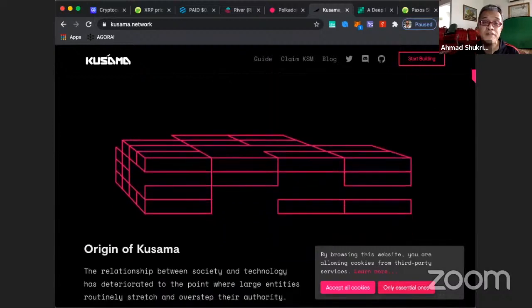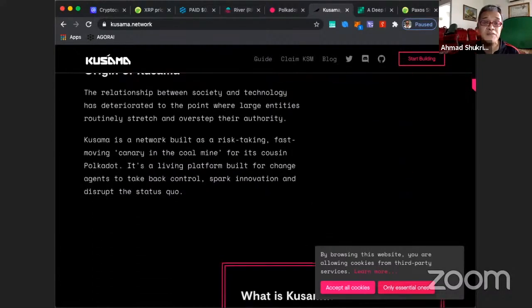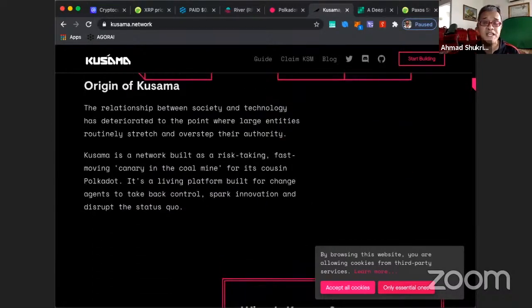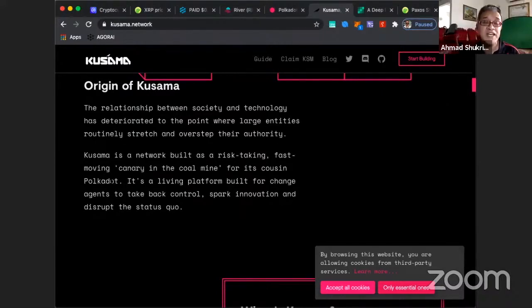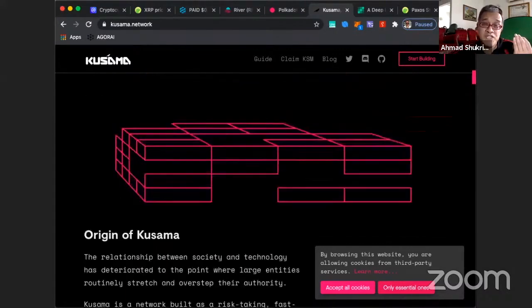So people put things on Kusama. See, origin of Kusama. I don't know, is this an Aussie name or a New Zealand name? No, right? Network built as a risk-taking, fast-moving canary in the coal mine for its cousin Polkadot. It's not Aussie, right? Living platform built for change. So they build it on Kusama first.